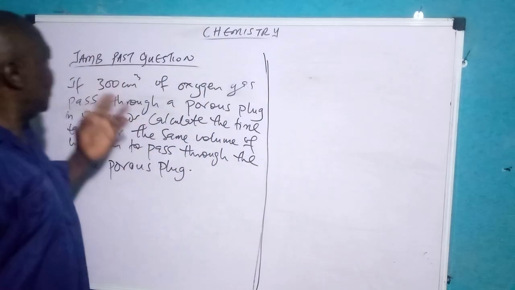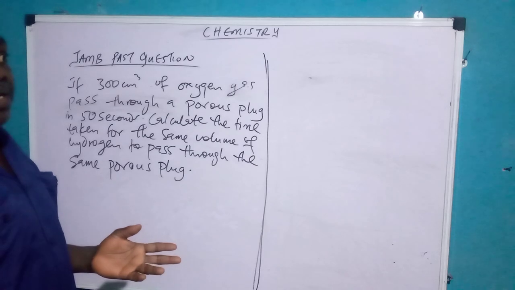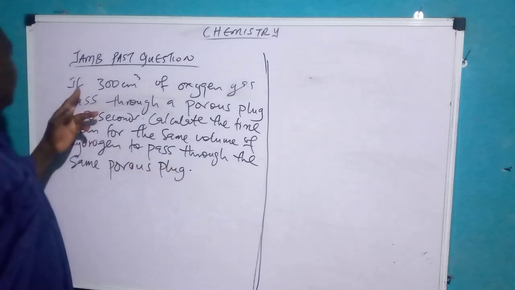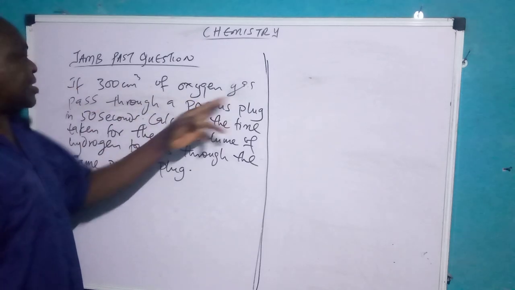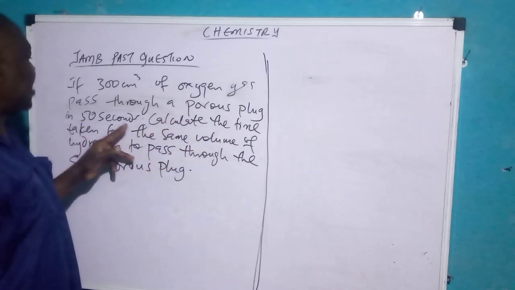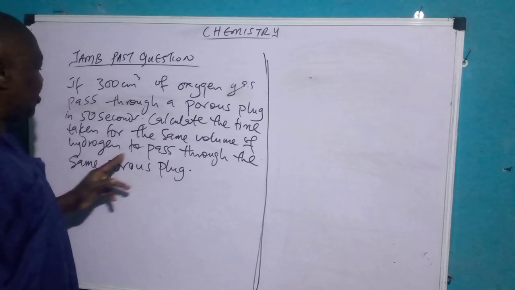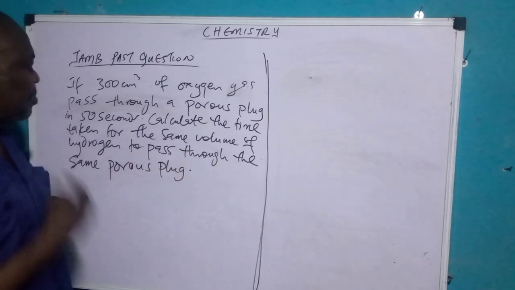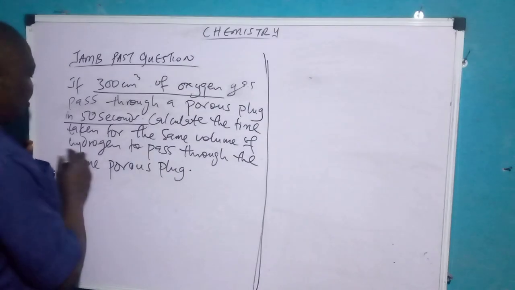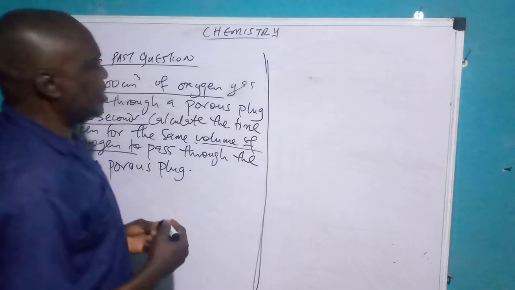So let's get started. The question says JAMB past question. We're going to be tackling so many questions. I told you, always tackle all of them. You can't tell where a question will come out from. If 300 cm³ of oxygen gas passes through a porous plug in 50 seconds, calculate the time taken for the same volume of hydrogen to pass through the same porous plug. So we are interested in 300 cm³ of oxygen, 50 seconds, and hydrogen, then the same volume. So let's see how it goes.